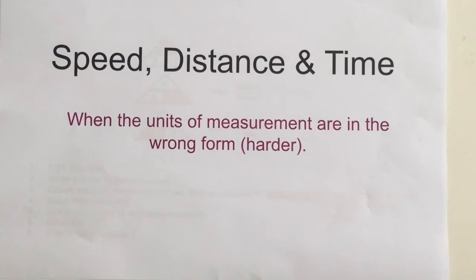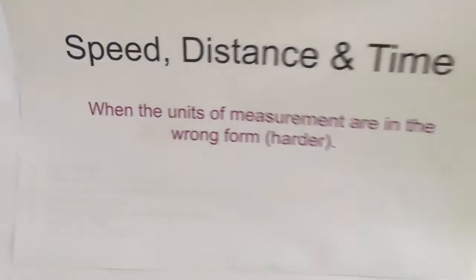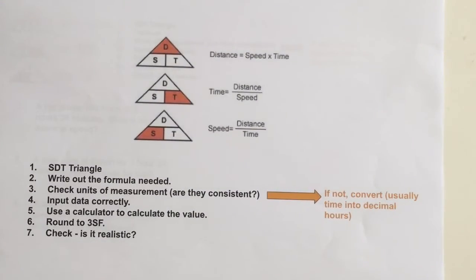So here we're going to look at speed, distance and time when the units of measurement are in the wrong form. And that means that you're going to have to convert from minutes to decimal hours, as well as solving the speed, distance, time problem. So let's look at some step-by-step guides or some rules that you need to follow.